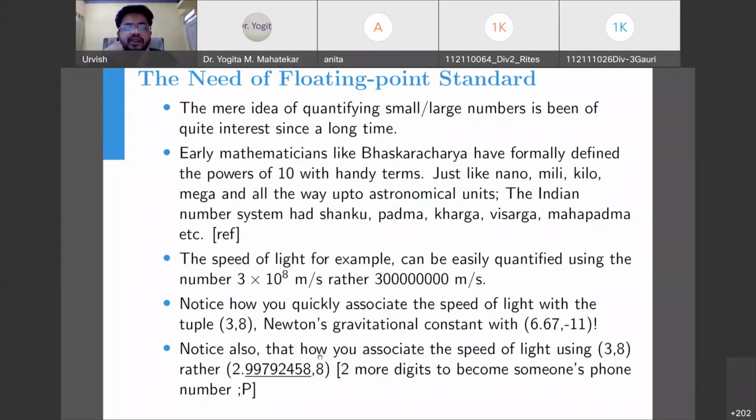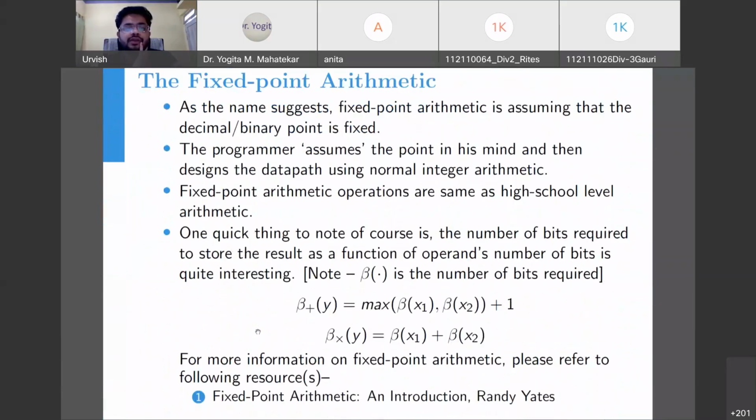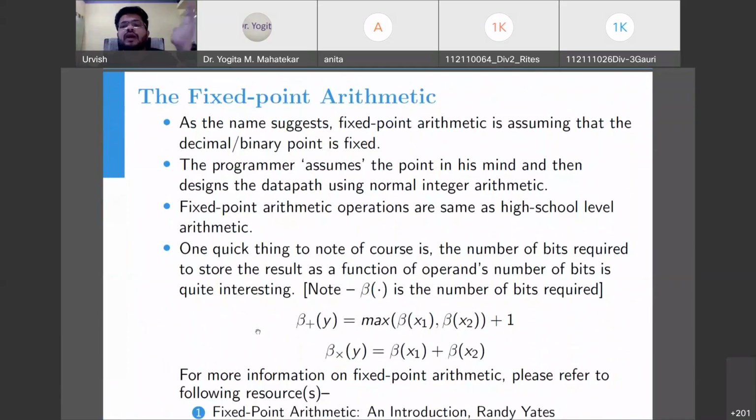Okay, so just remember that the way we store the number is the same way we do it for scientific notation, and floating point does it the same way, but it is stored in binary format. Okay, so far so good. Now coming to fixed point arithmetic. There are two arithmetics I told you: one is fixed point and another is floating point. Floating point we just discussed.